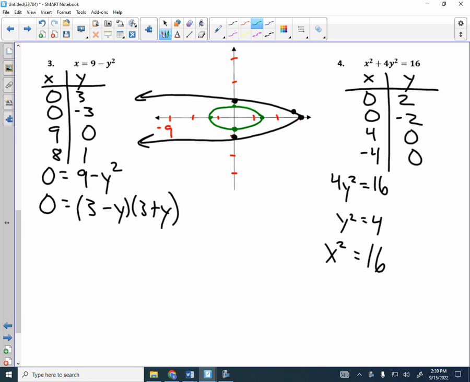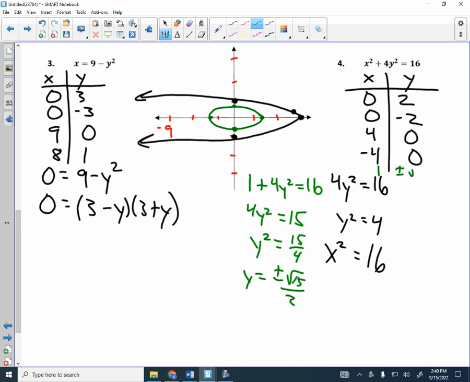One. So you want to choose 1 for what? X or y? Okay, if you want to choose 1 for x, so x is 1, then we get 1 plus 4y squared is 16, or 4y squared is equal to 15. Y squared is equal to 15 fourths. So y is equal to plus or minus the root of 15 over 2. So you can see we get two solutions, plus or minus the root of 15 over 2.